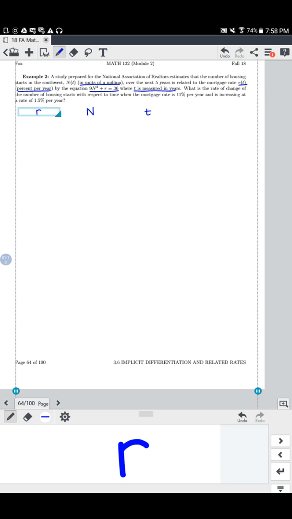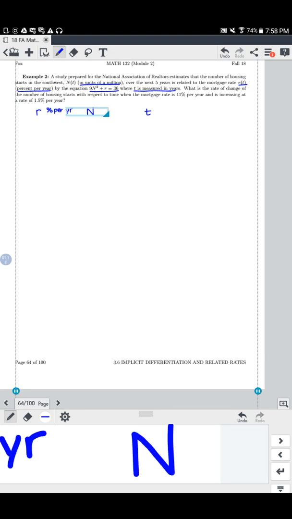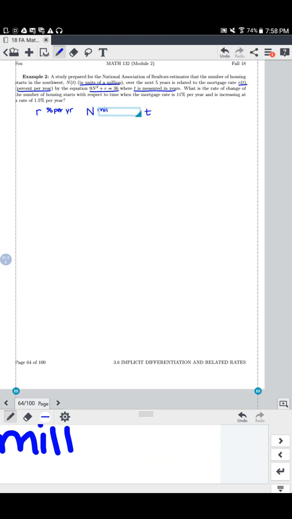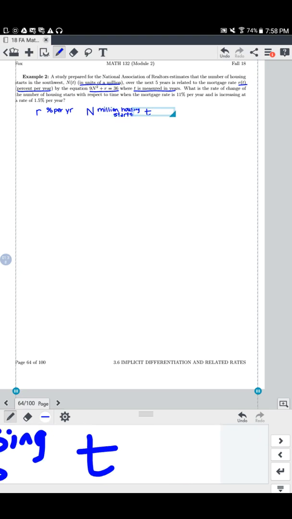So R is the percent mortgage rate per year. N is the number of housing starts, and this is given in millions. So million housing starts. And then my last piece, T, my measure of time, is in years. So I have my units, and I have my 3 things.